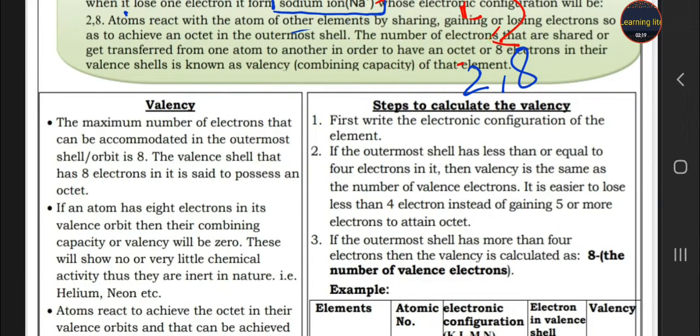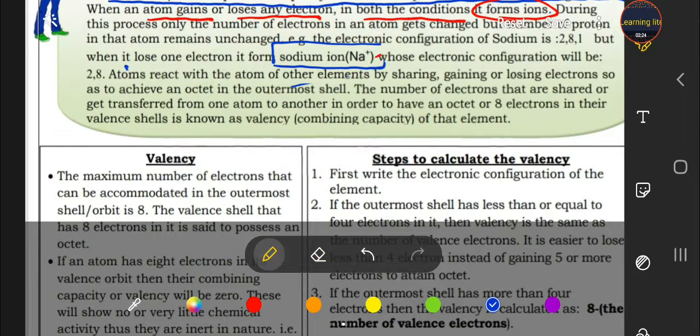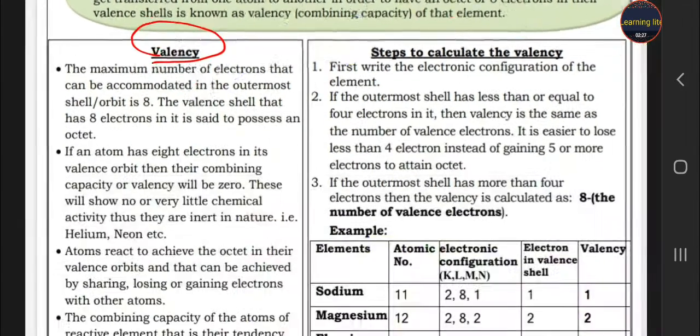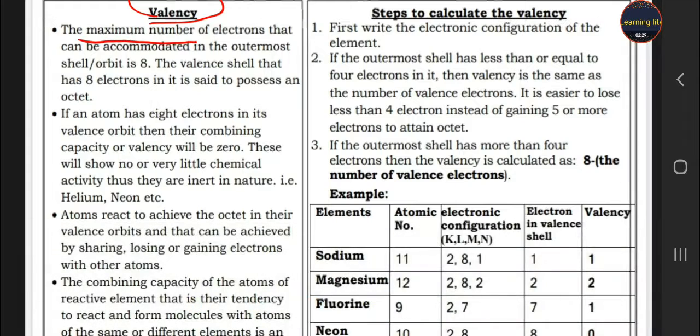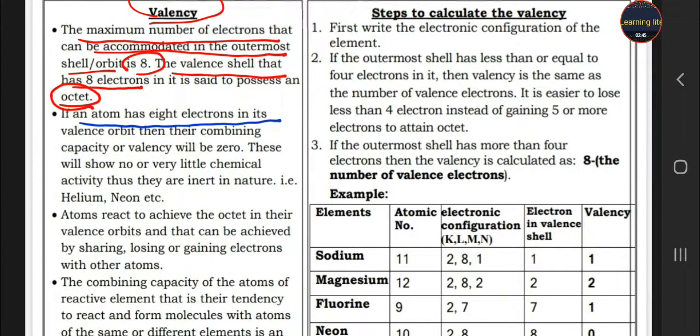What is valency? The maximum number of electrons that can be accommodated in the outermost shell is 8. So the valence shell that has 8 electrons is called an octet. Octet means it is completely filled by 8 electrons. If an atom has 8 electrons in the valence orbit, then its combining capacity will be 0. It means its valency will be 0, and they are called inert in nature.